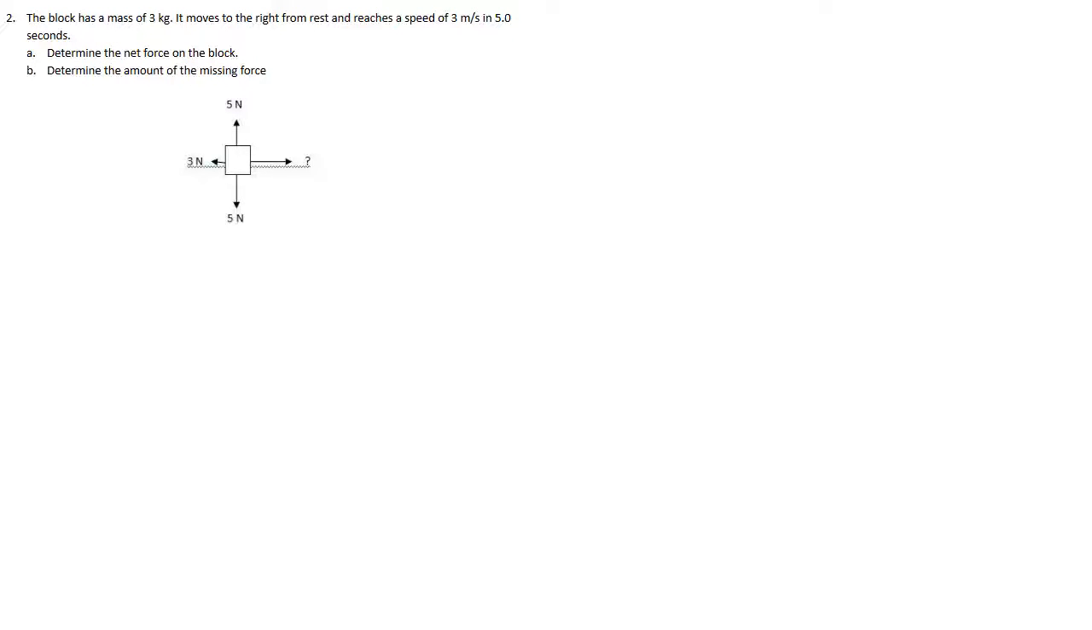This is the second problem that's on your worksheet. The block has a mass of 3 kilograms. It moves to the right from rest and reaches a speed of 3 meters per second in 5 seconds. Determine the net force on the block and determine the amount of the missing force. Remember, we talked about this one in the earlier part of the video. We said that you'd have to determine the acceleration of the block first by using the equations that described accelerated motion, and then we'd have to find the net force using F equals ma. So we're going to do that first.